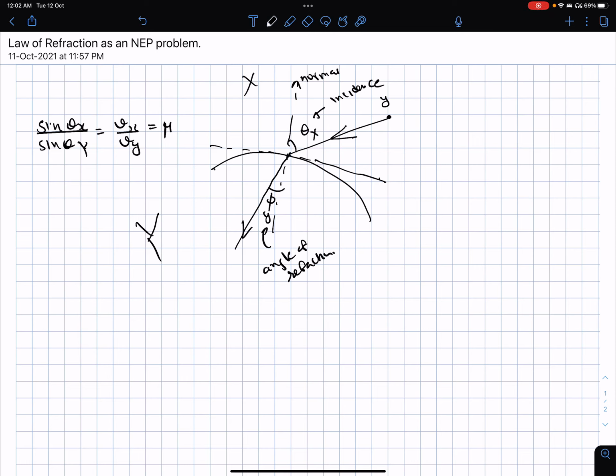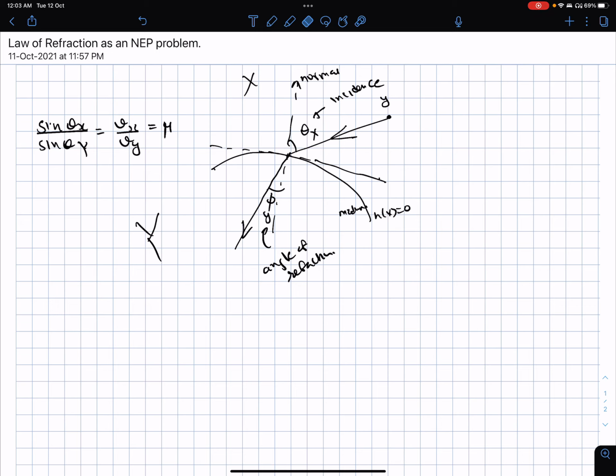Yeah, welcome back. So today we will do the law of refraction as an NEP problem. What I have got is a medium here, and light is incident from the point x. It originates from point x, falls on this surface, which I am going to describe as h of x equal to 0, and then it undergoes refraction and moves along this line.